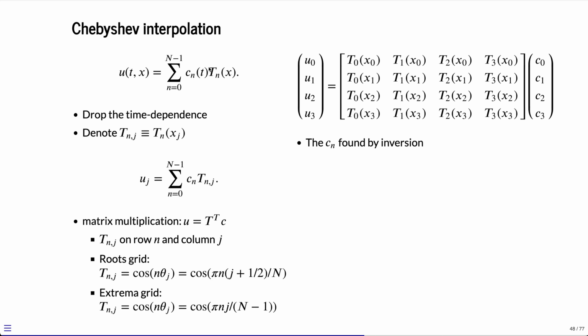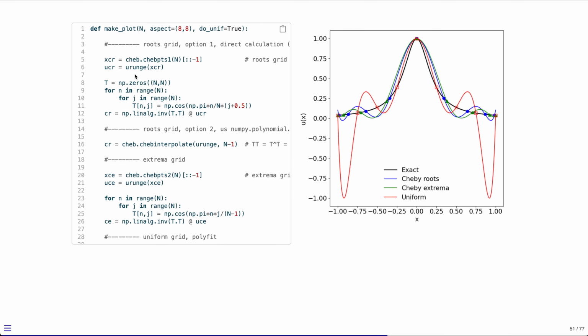And then once we have c and T, we can evaluate this summation for all the intermediate points to find u everywhere and see how that does. And so we can see this blue curve is evaluating the Runge function everywhere when we've interpolated using just 9 grid points. And so you can see how well it does or doesn't do. It's not perfect with only 9 points. We do the same thing using the extrema grid. So the main difference here is that we change the grid points, so cosine pi n j over N minus 1.